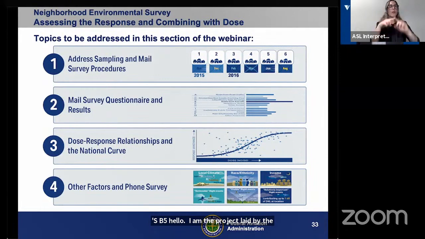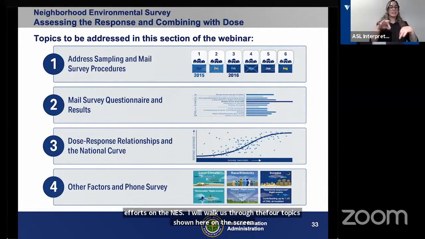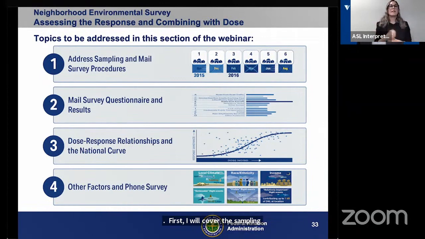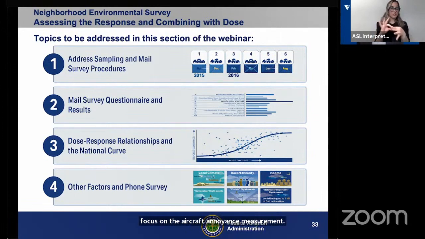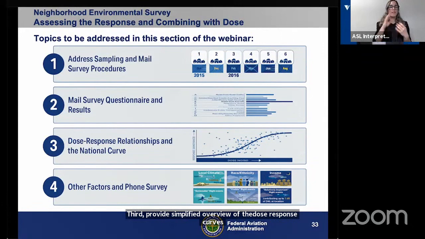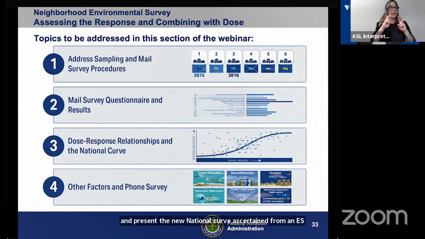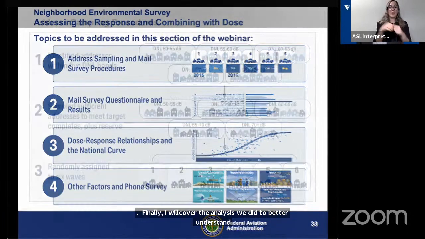First, I'll cover the address sampling and mail survey recruitment procedures that ensured a robust data collection. Second, I'll walk through the survey methodology and questionnaire development with a focus on the aircraft annoyance measurement. Third, I'll provide a simplified overview of dose response curves and then present the new national curve ascertained from the NES. Finally, I'll cover some of the analyses we did to better understand factors driving annoyance with aircraft noise. Let's get started with the sampling procedures.